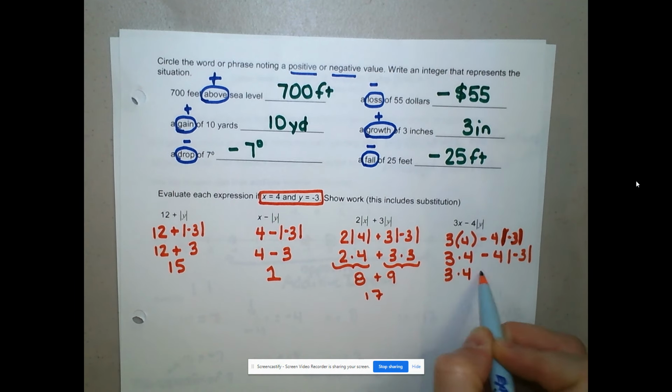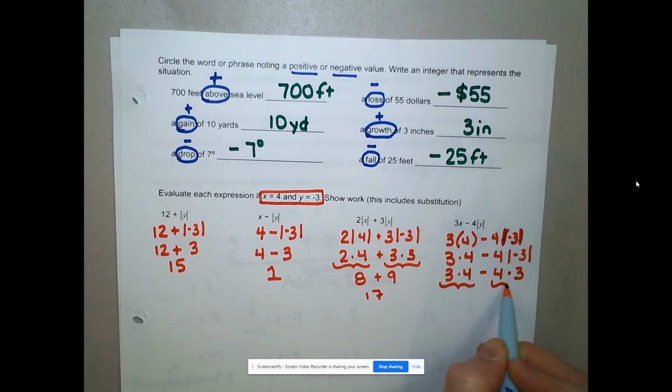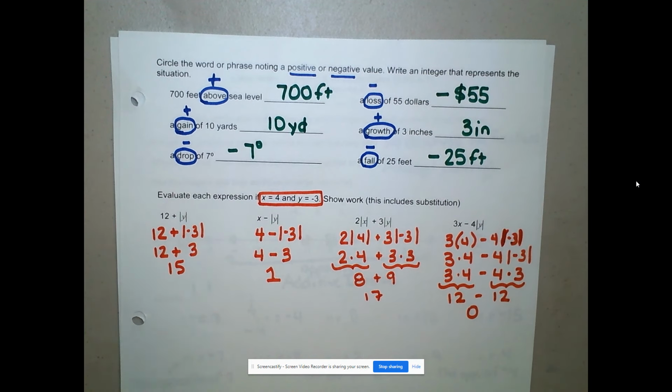3 times 4, notice I did not do that multiplication yet because I still have an absolute value symbol over here, which acts like parentheses. Absolute value of negative 3 is 3. And then I've got 3 times 4, which is 12, minus 4 times 3, which is 12. And my answer is 0.